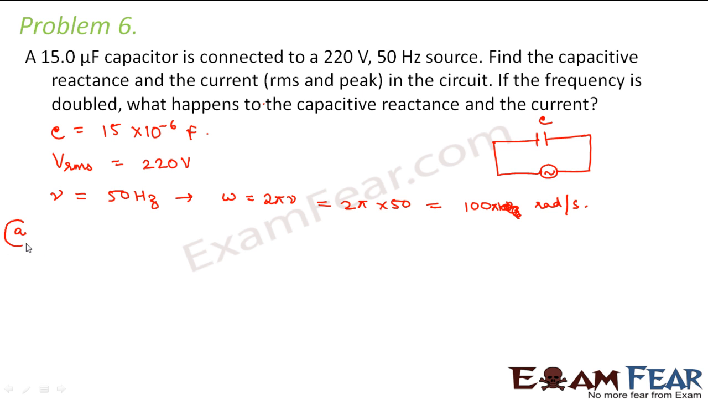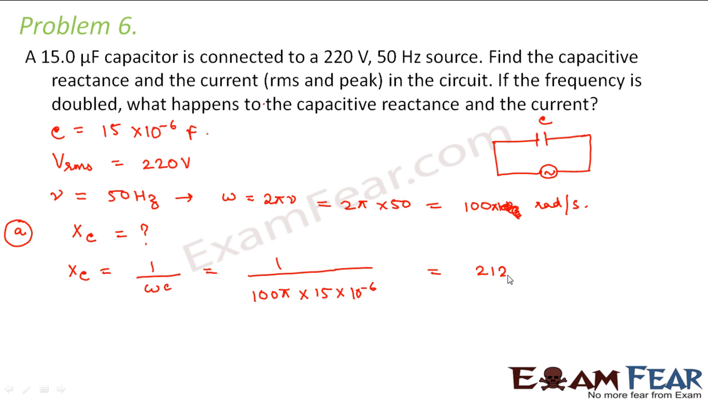Okay, fine. So let us calculate the first part. First we have to calculate the capacitive reactance. So what would be the capacitive reactance? That is equal to 1 by omega C, which is equal to 1 by 100 pi into 15 into 10 to the power minus 6. So this comes out to be 212 ohms. So this is the capacitive reactance.